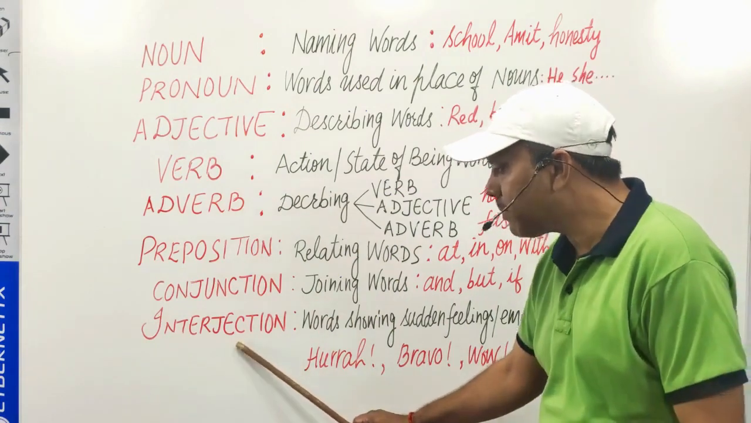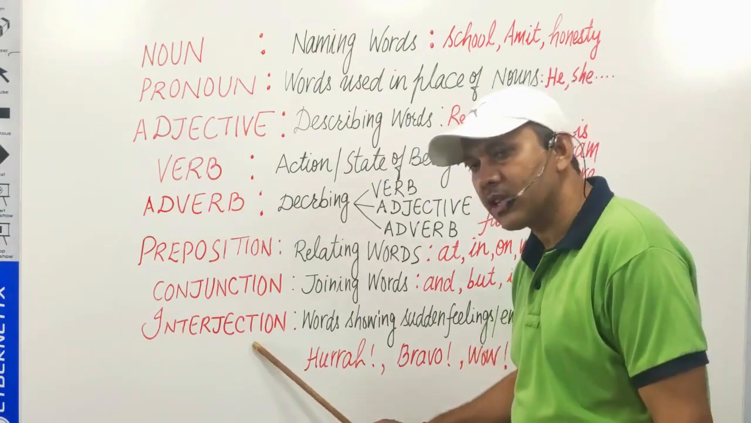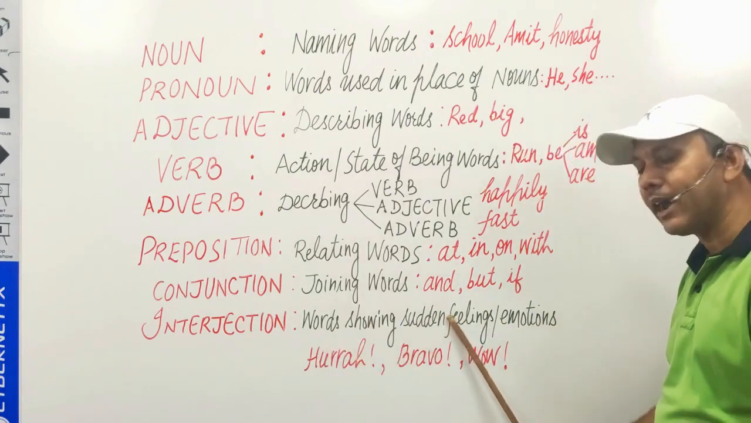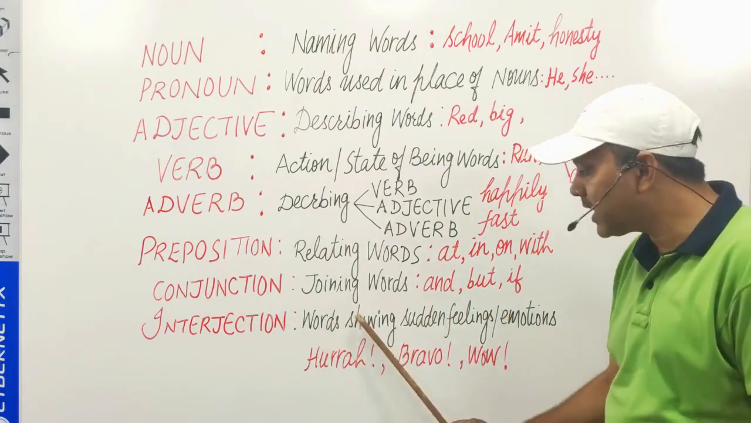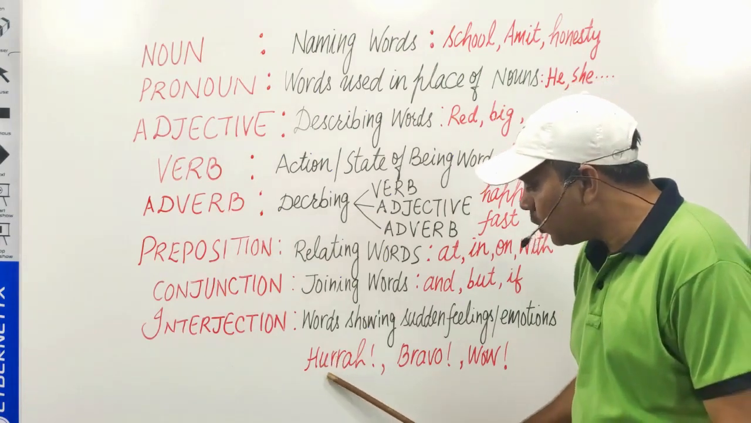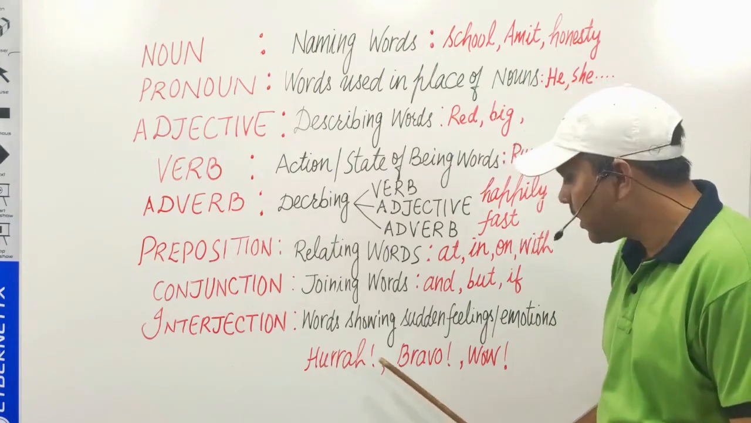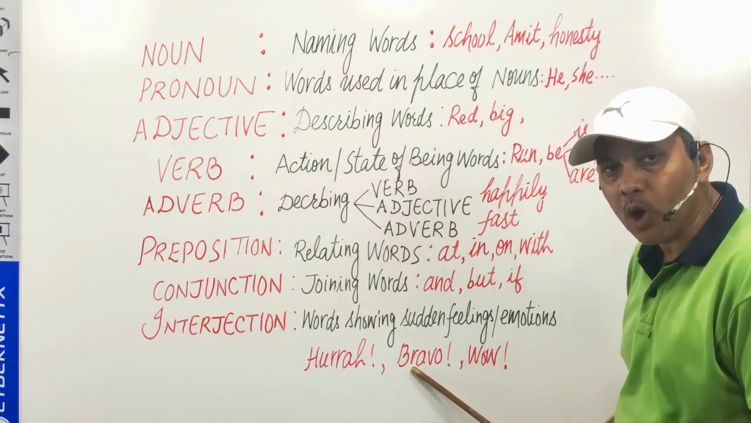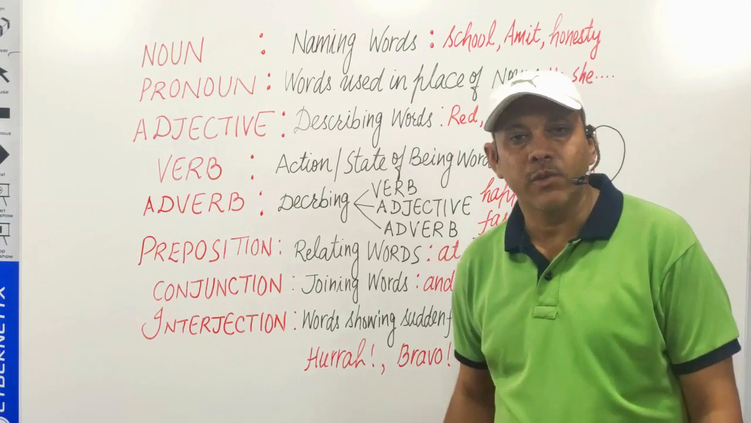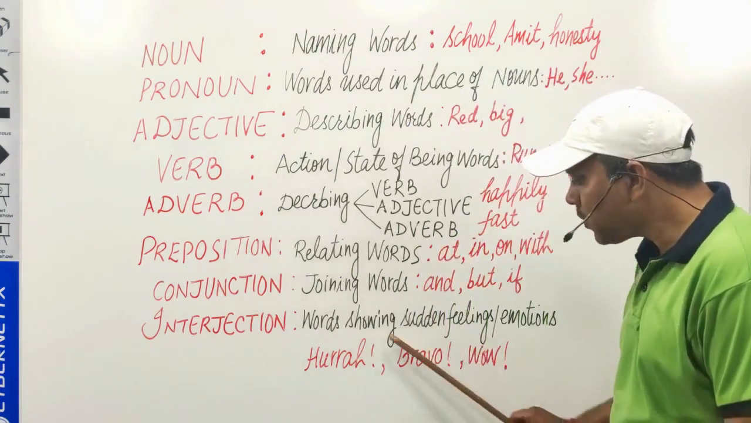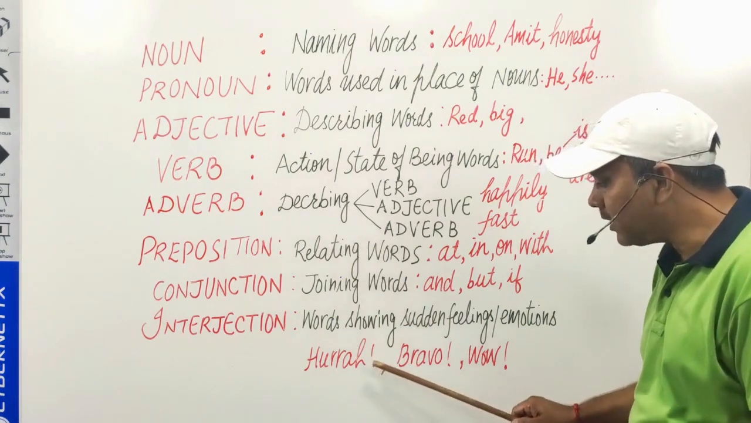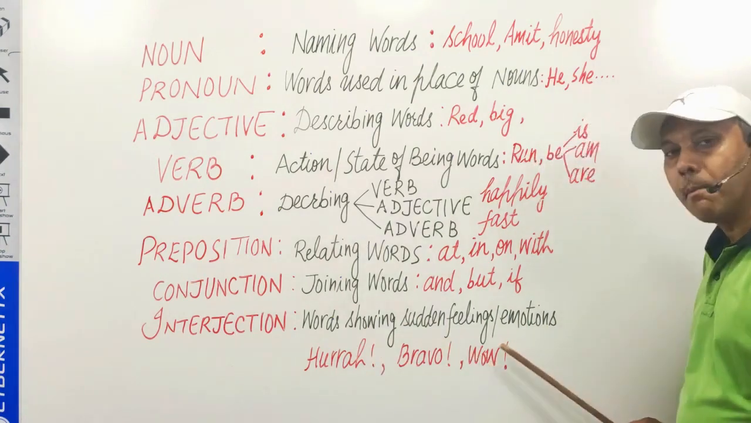And the last part of speech is interjection. Interjections are the words showing sudden feeling or emotions. For example, hooray, to refer to joy, bravo, to applaud someone, and wow, to show surprise, a feeling of surprise. These words, or these sentences, always end with an exclamation mark.